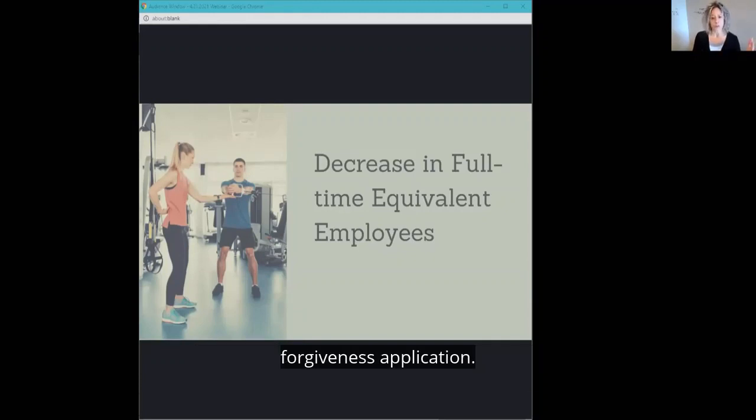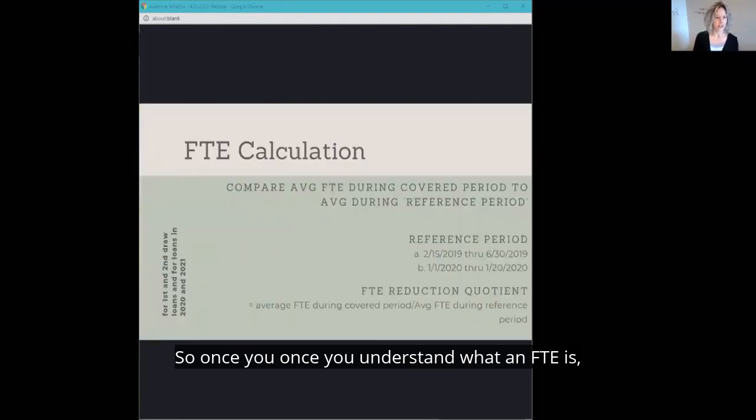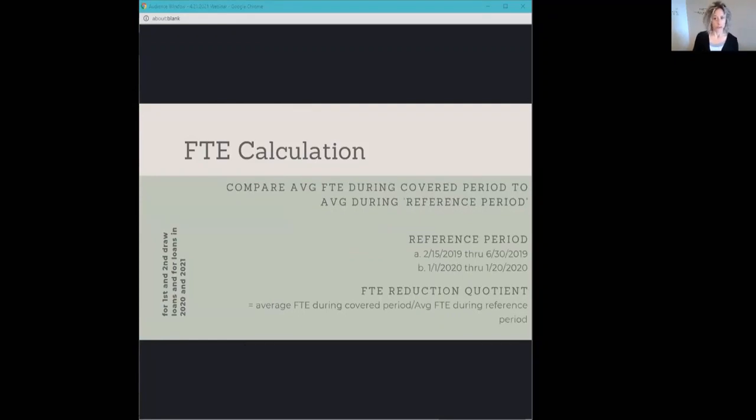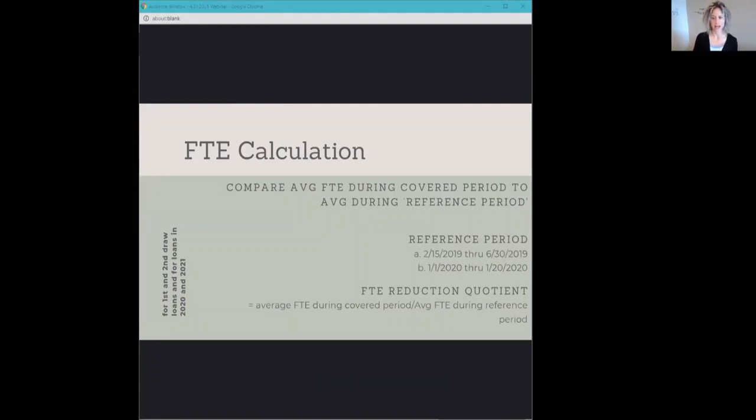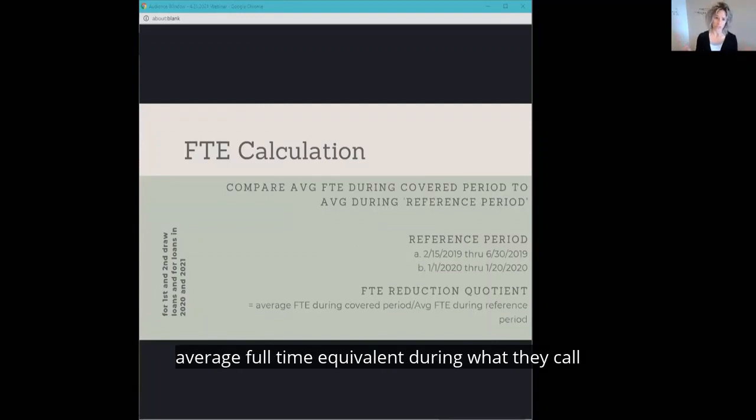So once you understand what an FTE is, then there is the FTE calculation. This is for first and second draw loans, whether it was in 2020 or 2021. You're going to compare the average full-time equivalents during your covered period to the average full-time equivalents during what they call a reference period.